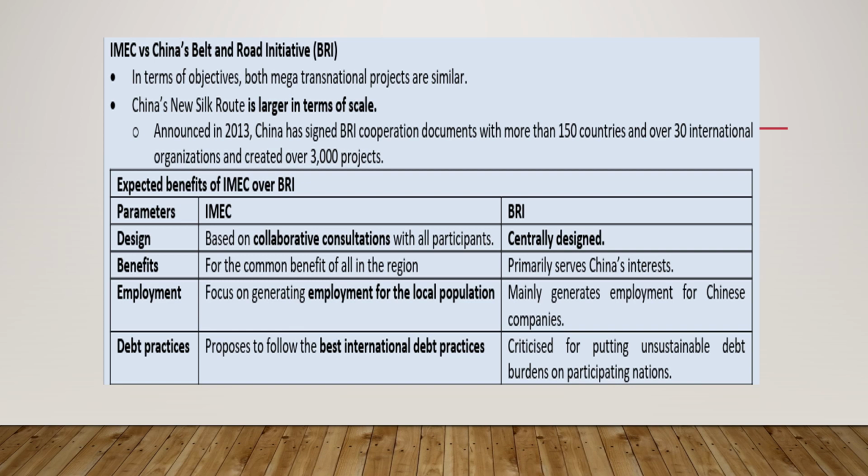What are the expected benefits of IMEC over BRI? About IMEC, its design is based on collaborative consultation with all participants. Whoever the participant is, there would be a collaborative consultation. Every country would be consulted, and their views would be taken and respected. Whereas BRI is centrally designed, and what China wants, they would do. And what are the benefits for the common? IMEC would be for the common benefit of all in the region, while BRI primarily serves China's interests.